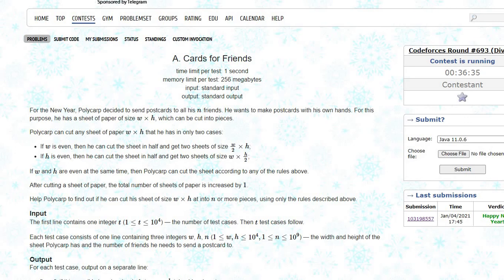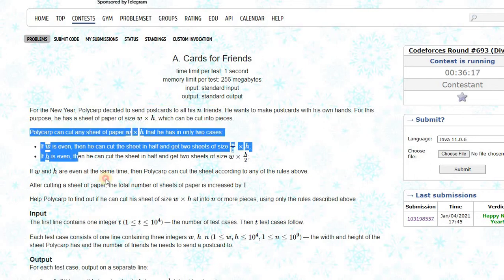So this is an analysis of the Cards for Friends problem in CodeForces Round 693. In this problem, Polycarp wants to send postcards to his N friends, and he can make all the postcards from a sheet of paper of size W by H. And then here are two conditions.